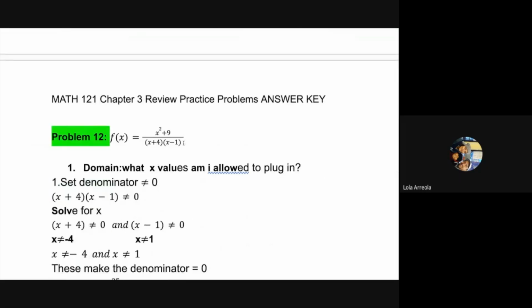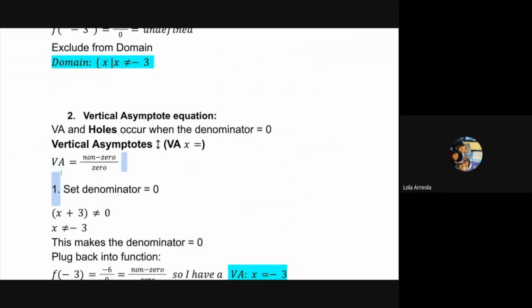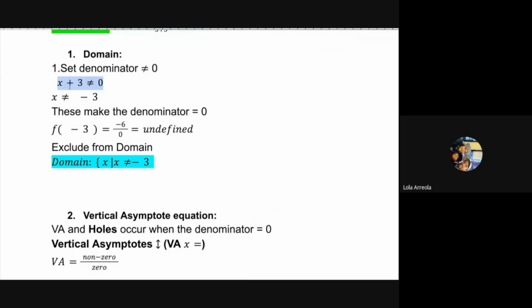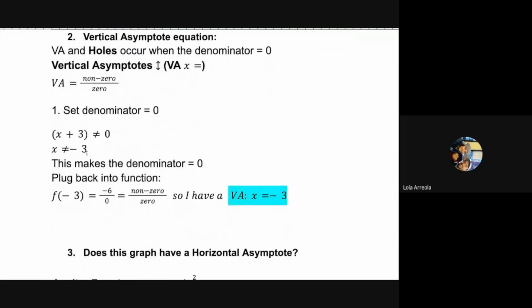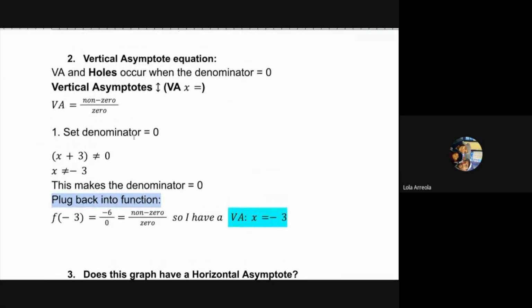All right, now let's see. That was problem number 12. Let's do the vertical asymptote for problem number 13. Let's see if we have one. Again, I have a vertical asymptote when I have a non-zero over 0. Either way, I have to set the denominator equal to 0. So just like we did with domain, when we set the denominator equal to 0, we got that x cannot equal -3. So same thing applies here. But now the additional step is to plug it into the function to see what your result is.